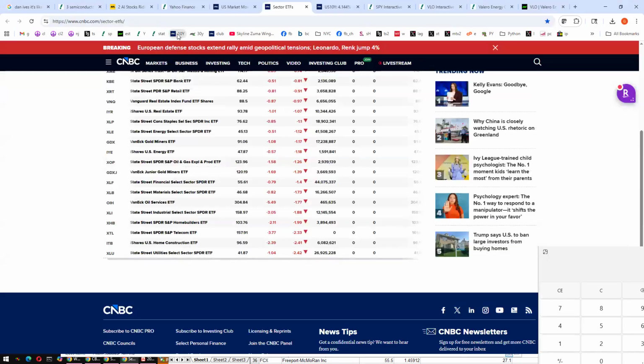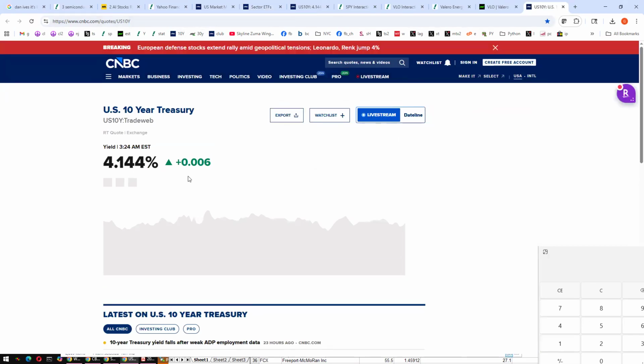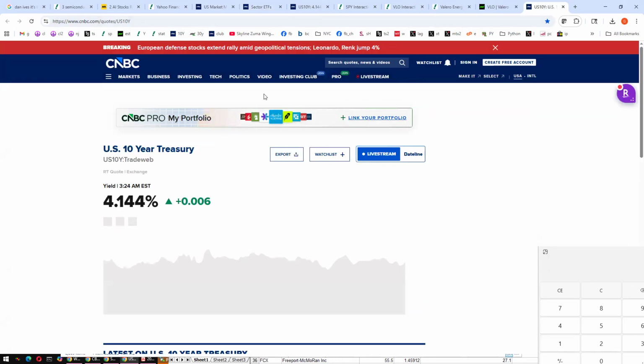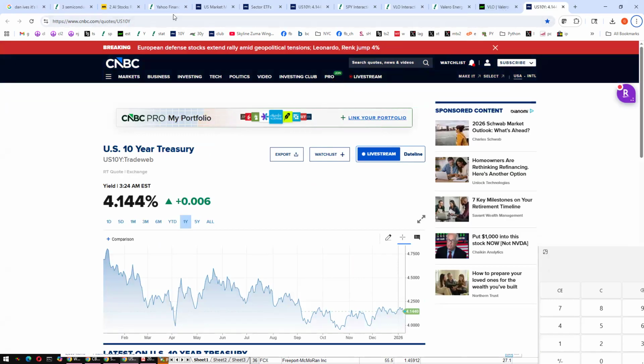So let's look at what the 10-year is doing right now. The 10-year is up. All right, so we don't get a whole lot from the sectors going up and down today.